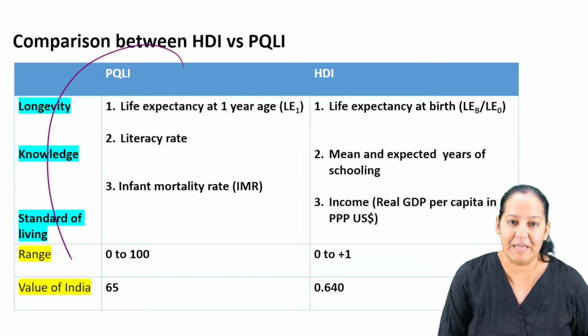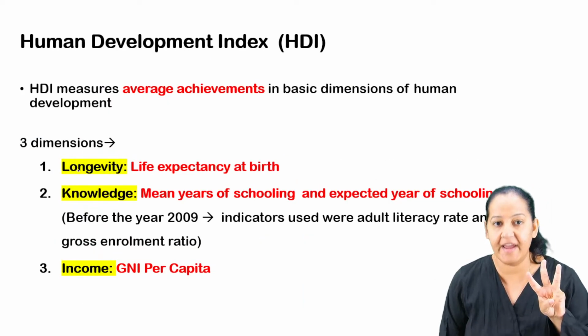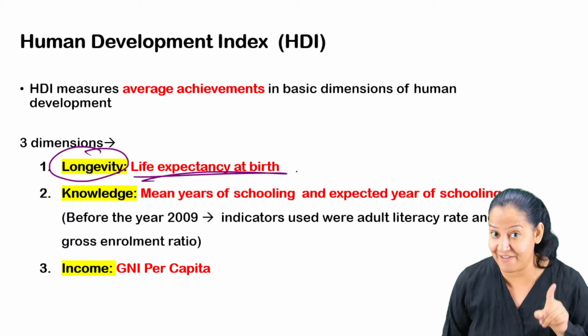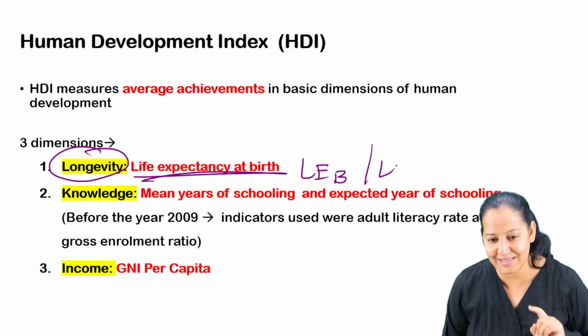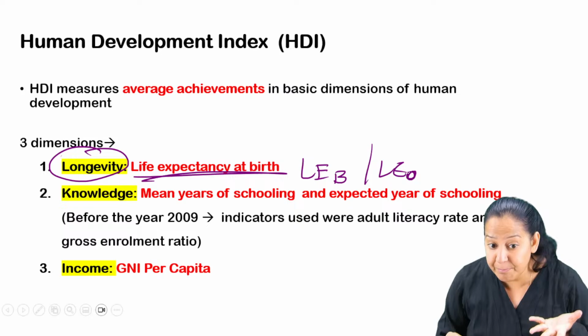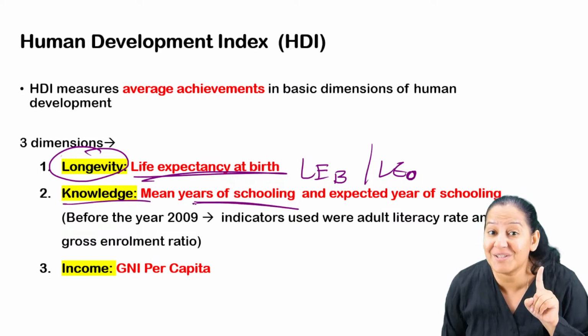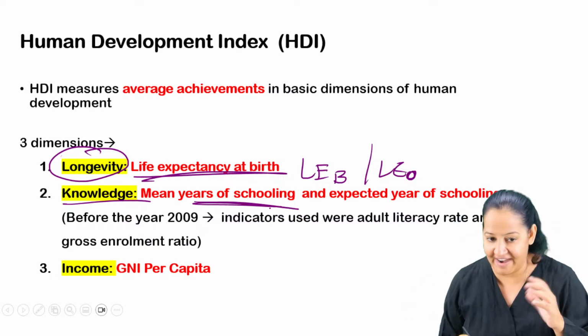Okay, so we are done with PQLI. Now HDI. I have already explained HDI to you. What are the three criteria of HDI? For longevity, we take life expectancy at birth. Either write it like this or write it like e0. 0 means birth. For knowledge, we don't say literacy rate. We see the years of schooling. The mean years of schooling and expected years of schooling divided by 2.